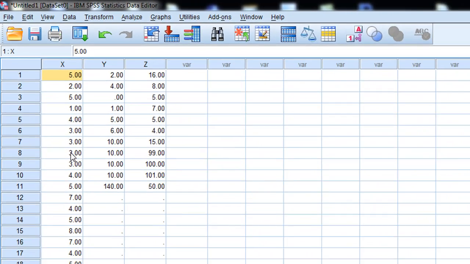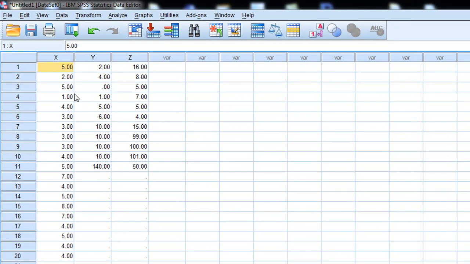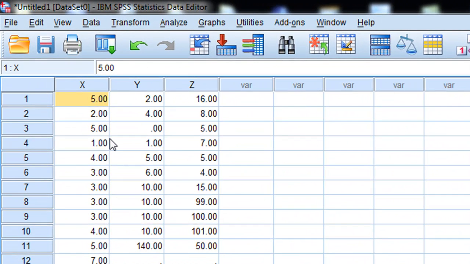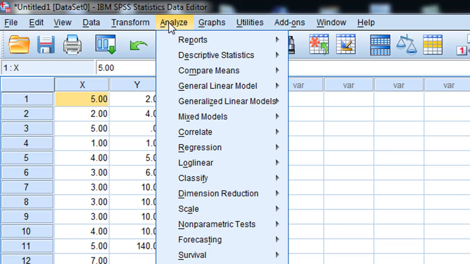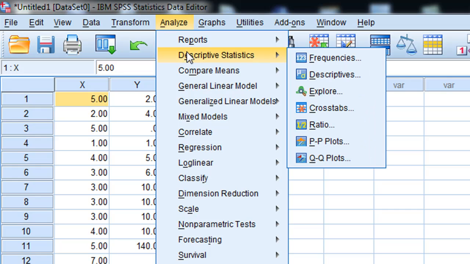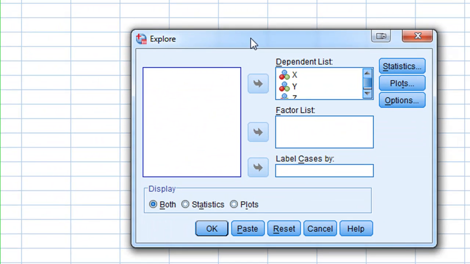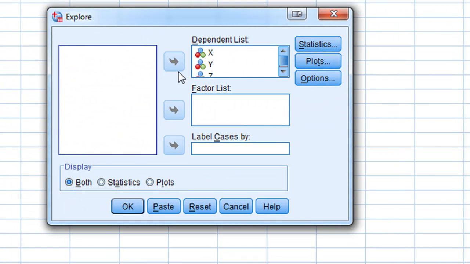My data set is a little bit longer for x, and there's a reason for that, to provide a little more variability on that data. How to generate the stem and leaf plots: I'm going to go up to Analyze, go to Descriptive Statistics, and choose Explore, and that opens up the Explore window. I'm going to enter x, y, and z, and that's all I need to do.